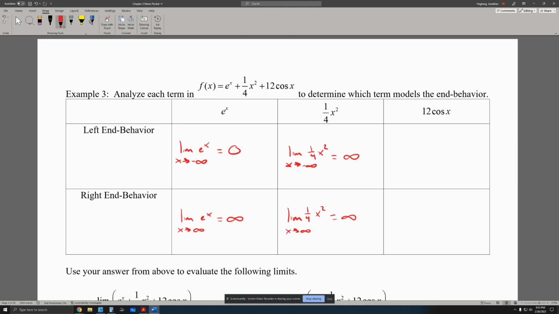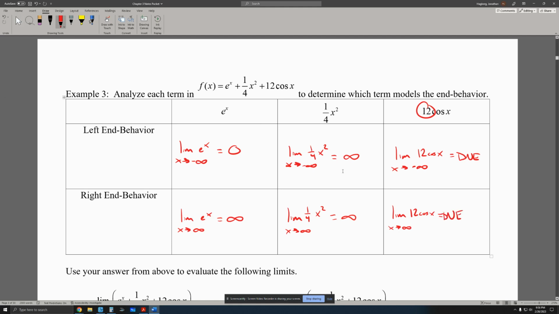And then finally, similarly to the last one, this trigonometric term, 12 cosine x, we know that this term is going to oscillate between negative 12 and 12. The amplitude of this cosine function is 12. Because it doesn't approach infinity or a single finite value, the limit of 12 cosine x as x approaches negative infinity does not exist, DNE. And the limit of 12 cosine x as x approaches positive infinity also does not exist.